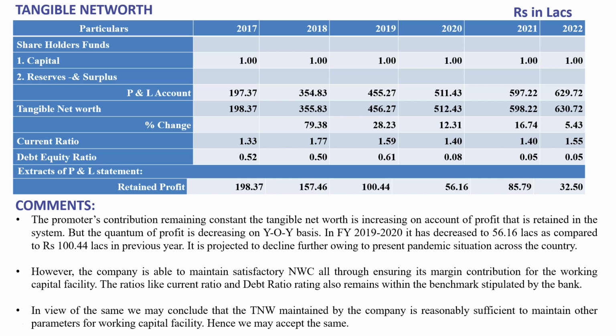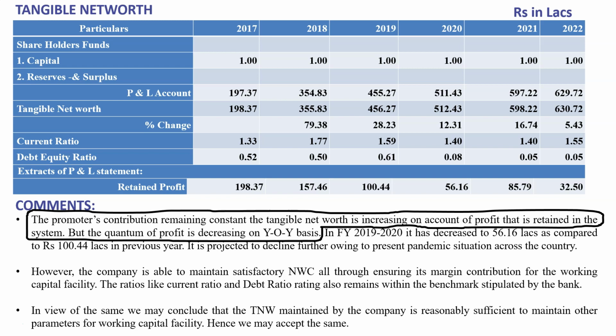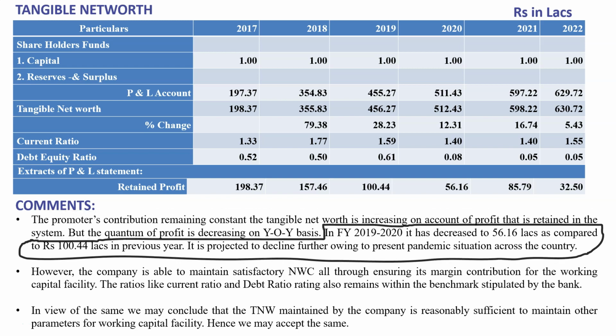In view of the same, we may conclude that the TNW maintained by the company is reasonably sufficient to maintain other parameters for working capital facility. Hence, we may accept the same. In the above analysis, the following are factored. The effect of underlying factors like promoters' capital and profitability which is affecting the TNW has been discussed. The declining trend observed in profitability compared to previous years and projected years has been discussed.